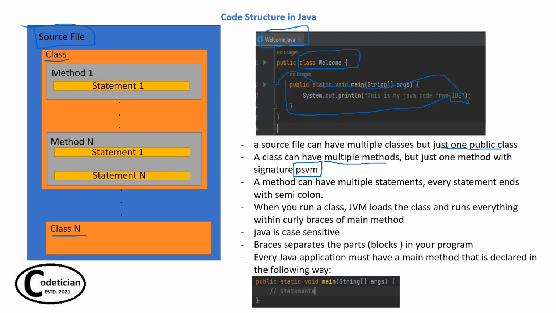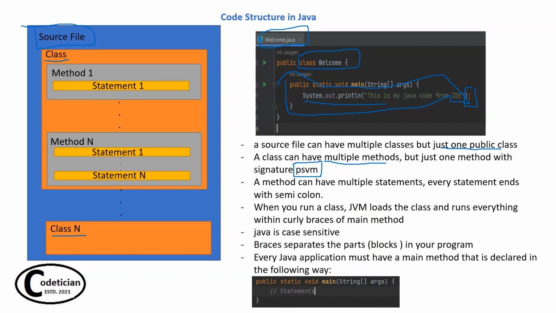A method can have multiple statements. Now, what is a statement? This print line that we are using, this is a statement. There can be more statements. We will discuss this once we read about operators, loops. So, yeah, there can be multiple statements, and each statement will end with a semicolon.